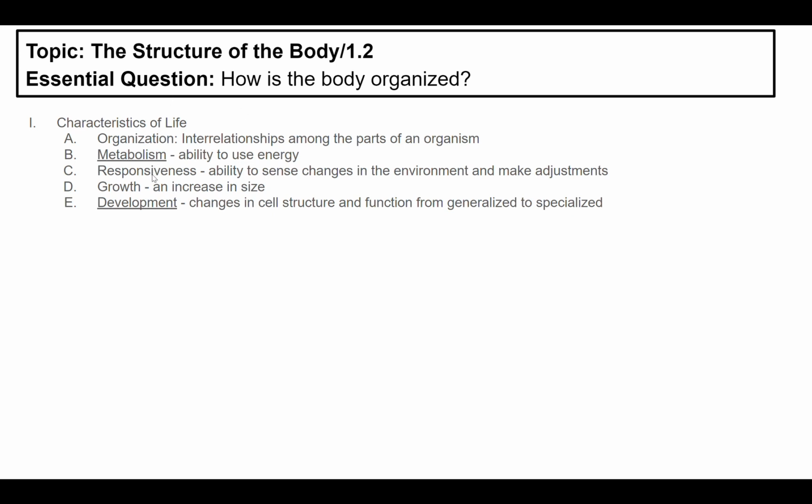The third is called responsiveness, where that particular organism can sense changes in the environment and make adjustments to that. And that's very important if you're faced with a situation and you're receiving information, a change in that environment, you're going to have to do something to make sure you survive. And so that's what responsiveness is.